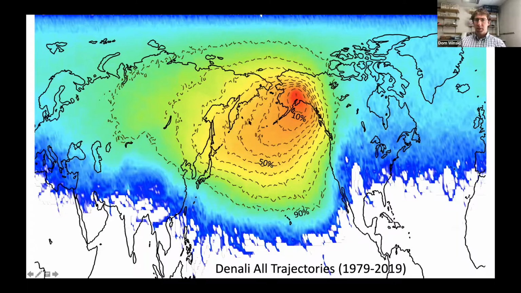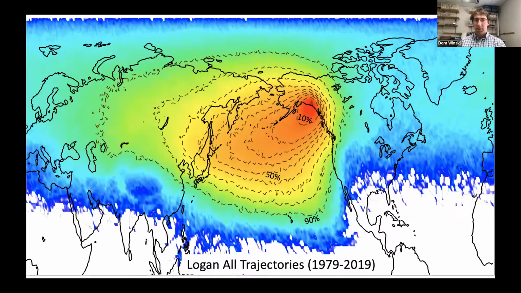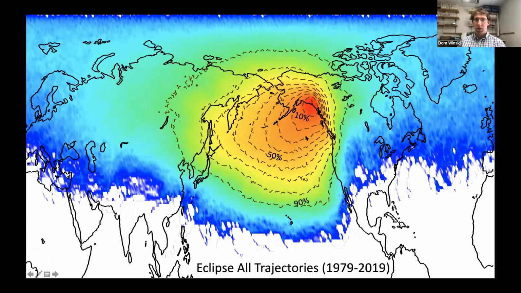So here's Denali, and as you might expect, you've got a preference for the North Pacific as the source region. And here's Eclipse. It looks pretty similar. There are a few subtle differences, and here's Logan. I'll just flip back and forth real quick so you can see the subtleties. Logan is the highest altitude site, and as you might guess, it has the most far-reaching set of trajectories, whereas Eclipse is the lowest altitude site and has the most local set of trajectories, but all of them are concentrated around the Gulf of Alaska.